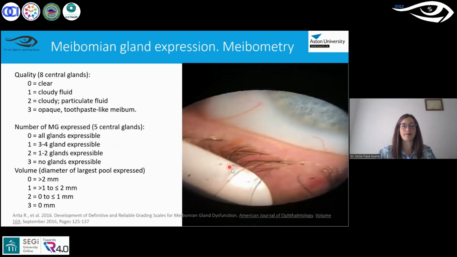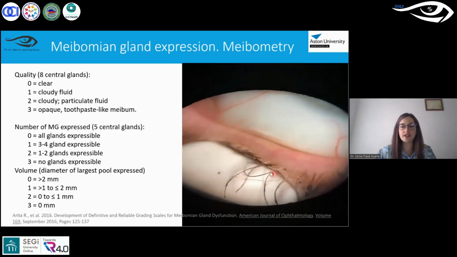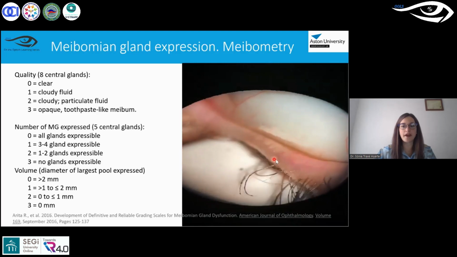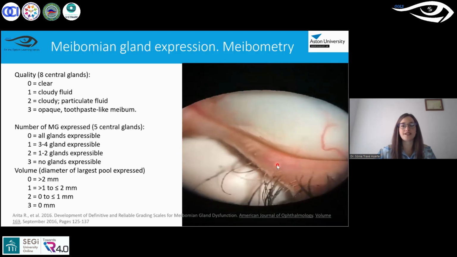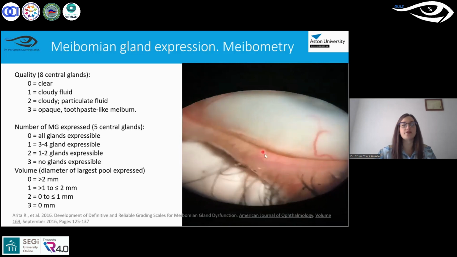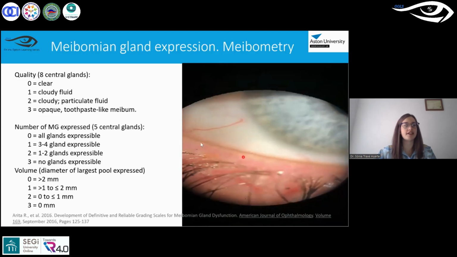Let's see. So in here, when I'm pressing, I'm looking into the quality of those oils. Here they are quite transparent. Actually, they're not cloudy at all. They're transparent. So in terms of the quality of the 8 glands that I've expressed there, that would be clear for all of them. And the number of glands that I've expressed, actually, all of them were expressing. So that would be a 0.